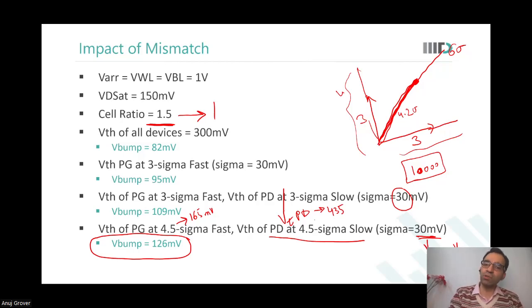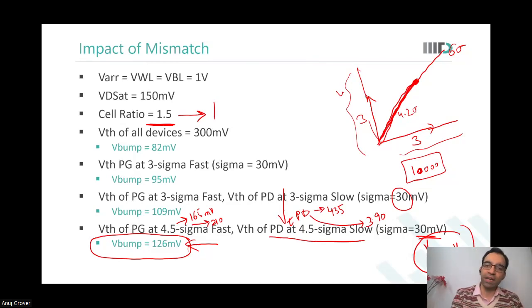If it is reduced to 20 millivolts, what happens to this? This goes to 390. This goes to 210. Cell ratio of 1, VT of 290, 210 and 390. You may find that V bump is probably the same value or slightly lesser. At least on silicon we observed that SNM was better for cell ratio of 1, simply because mismatch had reduced.